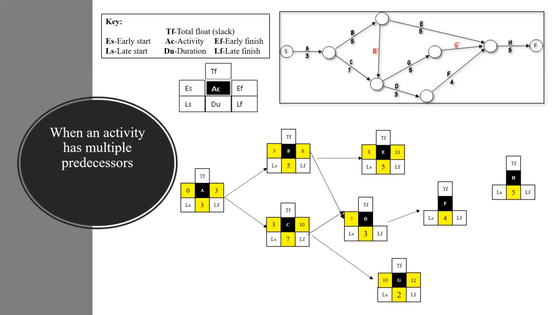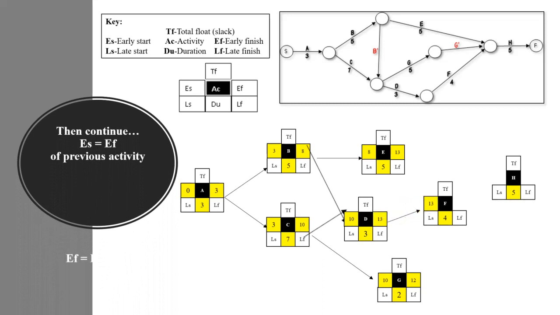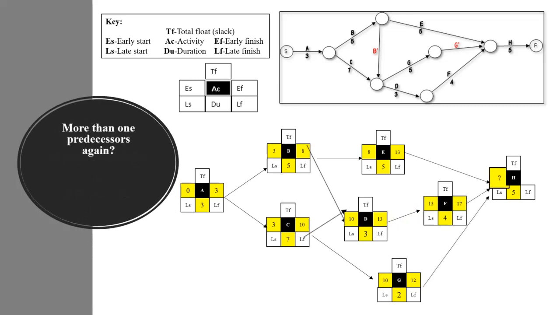Let's take a look. Activity D has predecessors B and C with early finish times 8 and 10. So naturally, 10 is the largest early finish. That becomes the early start of D. Following that, we can continue finding early start and early finish using the formula. When we get to an activity that has more than 1 predecessor, the procedure remains the same. Find the predecessor with the largest value for early finish. In this case, it's F.